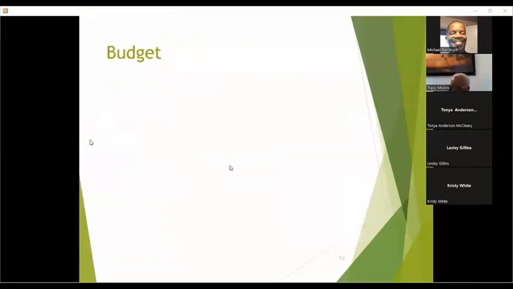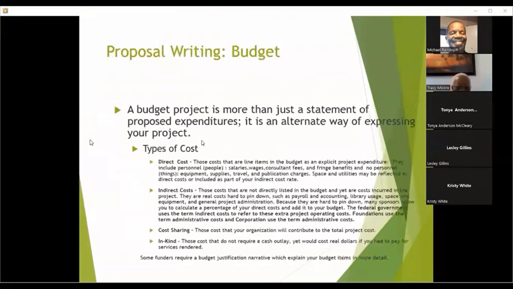Yes, the budget. Put it all together in order to get the money. A budget is related to a particular project. Every project or program you do is going to require a different budget. What are some takeaways related to the budget? A budget project is more than just a statement of proposed expenditures. It is an alternate way of expressing your project. I tell a lot of groups to start with the budget first and then work with your goals, your objectives, and things of that nature, because you need to know your staff and all that. So you can do it either way.